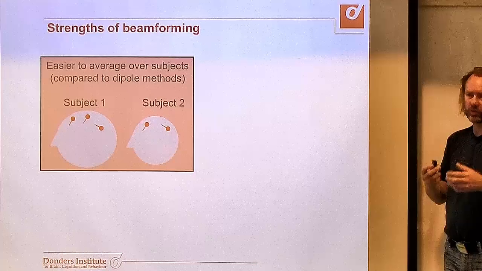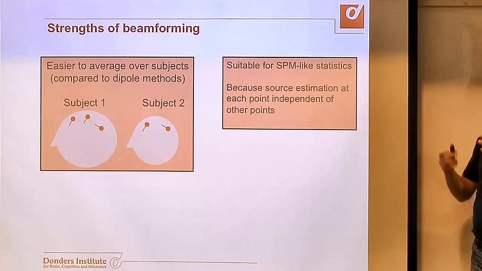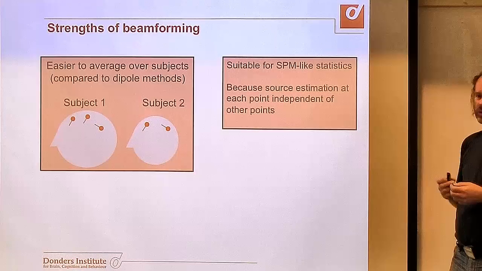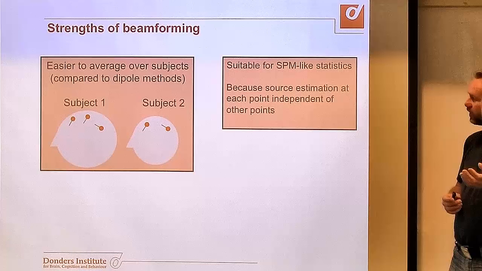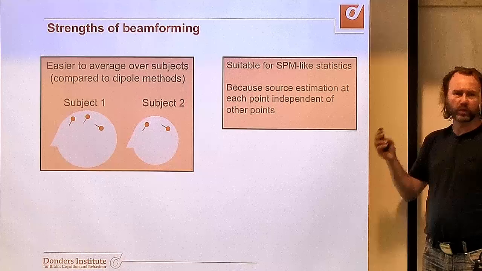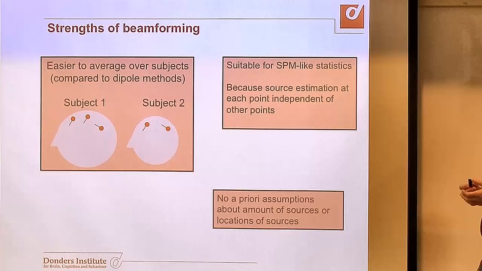So with dipole fitting, it's much more difficult to compare data over subjects and to take the variability over subjects into account. With beamforming, we just estimate activity everywhere. And that means that beamforming gives us reconstructions that are suitable for SPM-like statistics. The reason for this is that beamforming is a spatial filtering technique, and the estimate that you get at every position is independent from the estimates that you're computing at all the other positions. Because we have spatial leakage, the spatial filters are not extremely sharp, but at least the scanning procedure allows us to compute activity wherever we want, either at a location of interest or in the whole brain. There's no a priori assumption about the amount of sources, and there's no a priori assumption about the location of the sources.